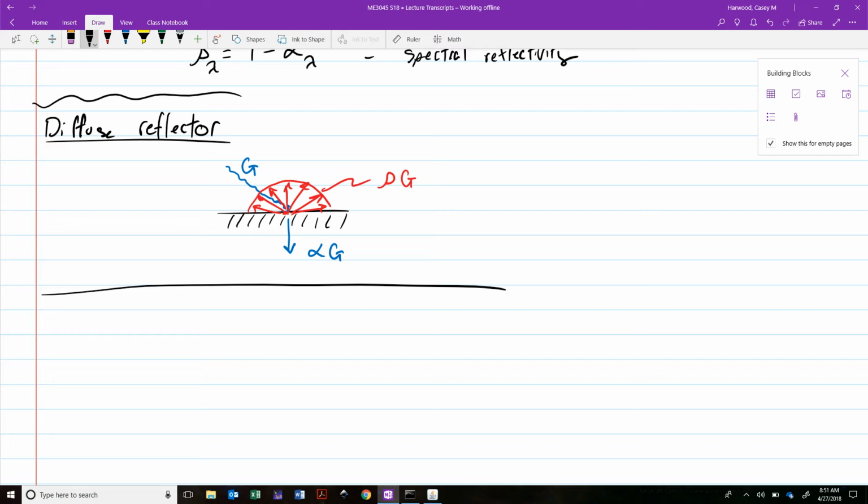Okay, so before I describe what a gray surface technically is, any questions on what we just put up here? Okay.